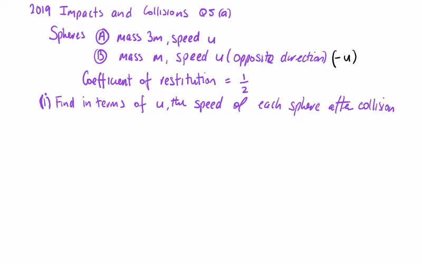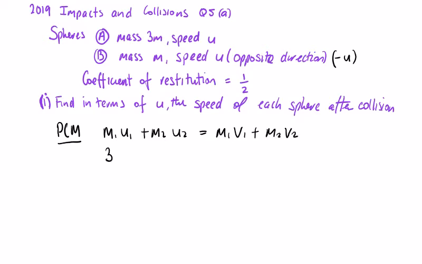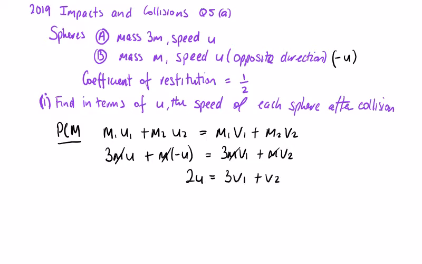So if we start with the principle of conservation of linear momentum, we'll call it PCM from now on. m1 u1 plus m2 u2 is equal to m1 v1 plus m2 v2. So we have 3m, they're both traveling at u, so 3mu plus m times minus u is equal to 3m v1 plus m v2. We can divide across by m, and we're going to get 3u minus u, 2u is equal to 3v1 plus v2.